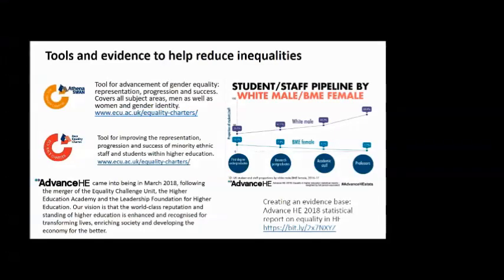The initiatives that we run within Advance HE are very much aimed at reducing inequalities at the organisational level, yet we hope that they'll have a wider benefit to society as a whole. The initiatives will also be relevant to SDG 5 in relation to reducing gender inequalities. Two of the main initiatives that we run are the Athena SWAN programme and the Race Equality Charter.